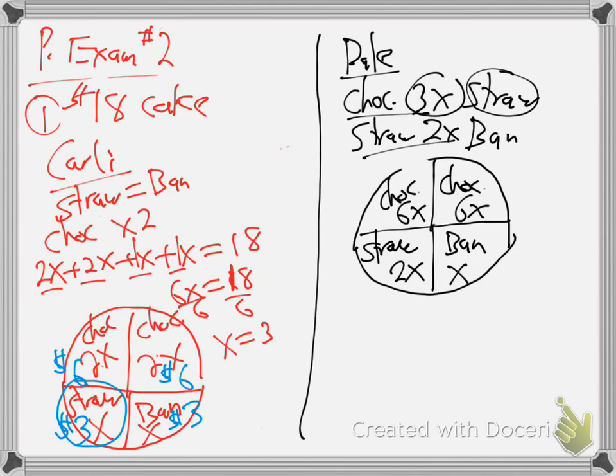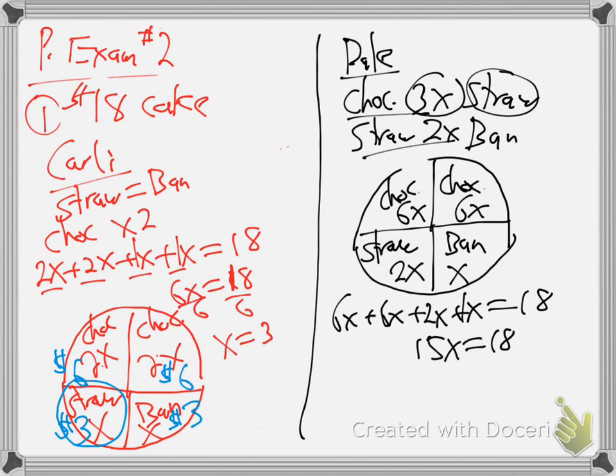So now we can go in and add those up. Remember, add them all up to be $18. The cake's $18. So add all those up, right? 6X, 6X, 2X, and X adds up to $18. That's 15X. Is 18 divided by 15. X is, what is that? 1.2, thank you. $1.20, in other words. X is $1.20. Use your calculator.